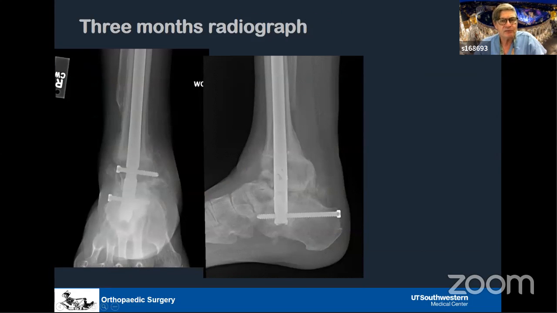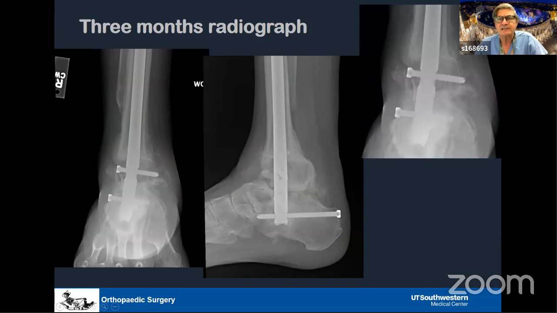So 3 months afterwards, you can see that he's already incorporating and getting healing at the tibial proximal allograft site. I realize this is dead bone. And again, you can see that's looking good, and he's forming a lot of bone.